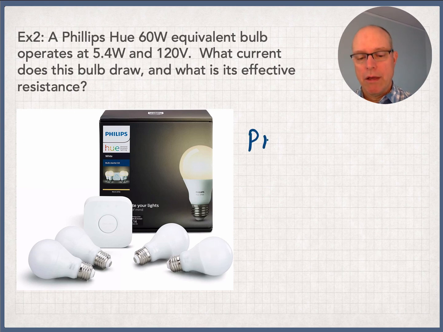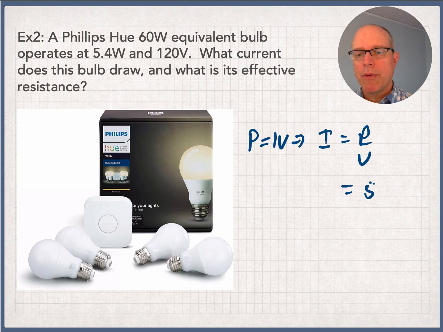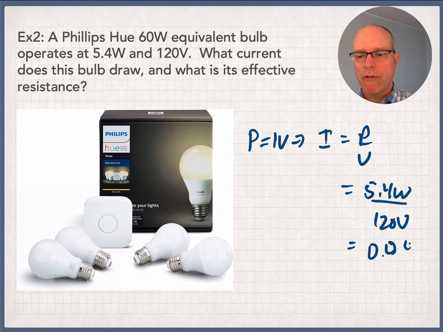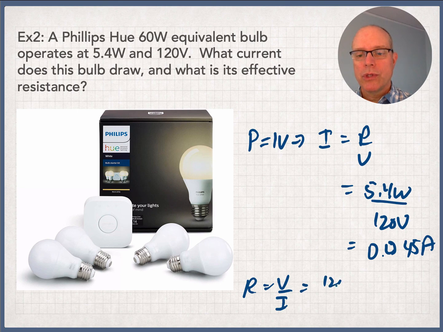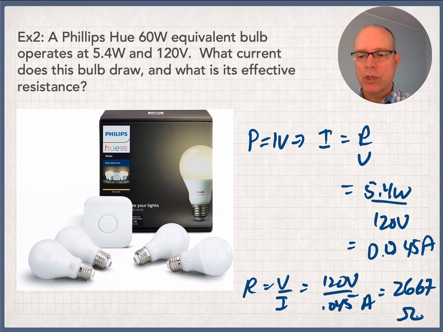Well, we're going to take P equals IV and solve that thing for current. So I equals P over V. And if this guy draws 5.4 watts and at 120 volts, then what I figure is this thing draws 0.045 of an amp. So a super small amount of electrical current. And if they want to know what the resistance of this is, it's going to be a lot. So resistance equals V over I, and 120 volts divided by my 0.045 amps is going to give us 2667 of the ohms that we talked about of resistance.